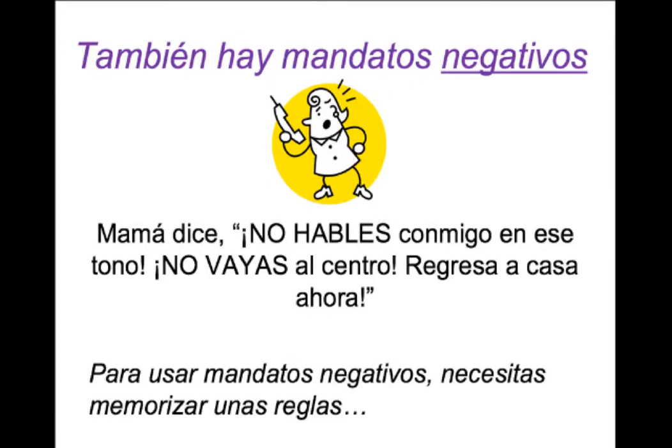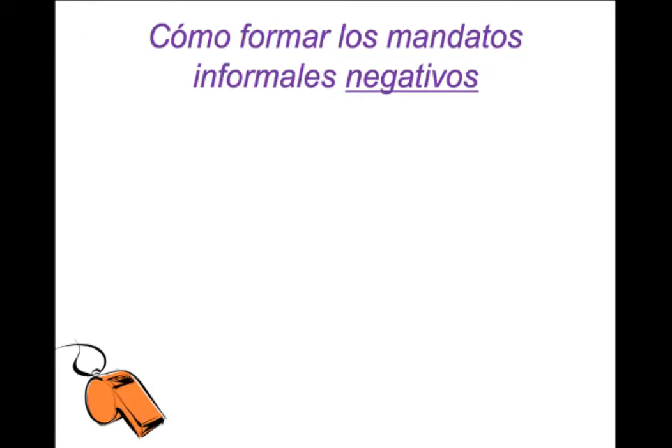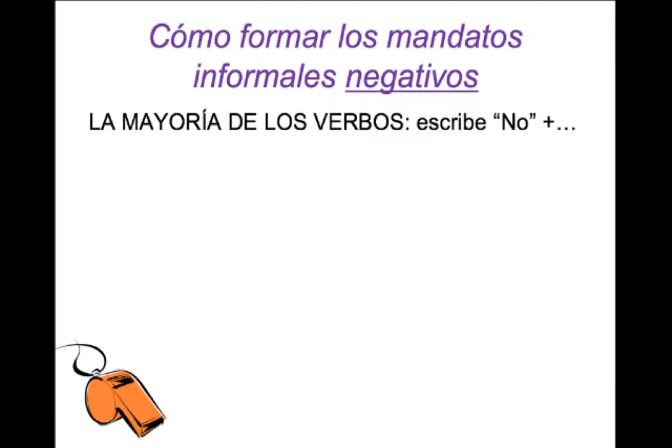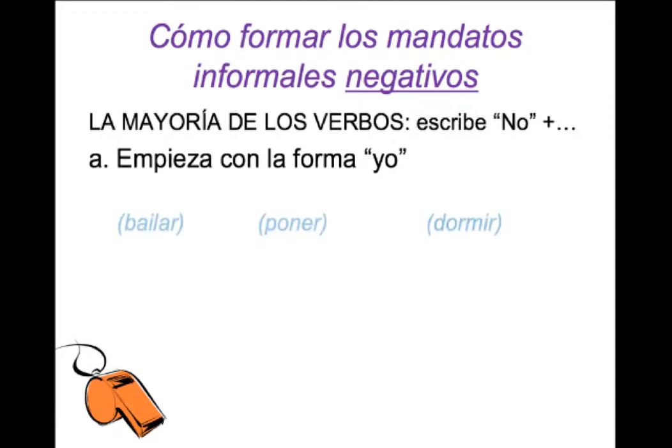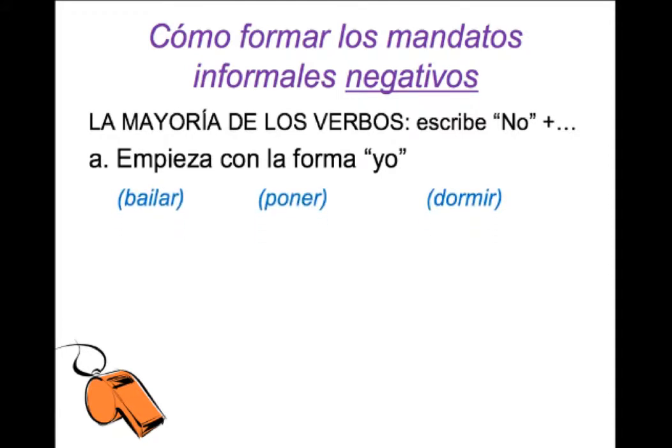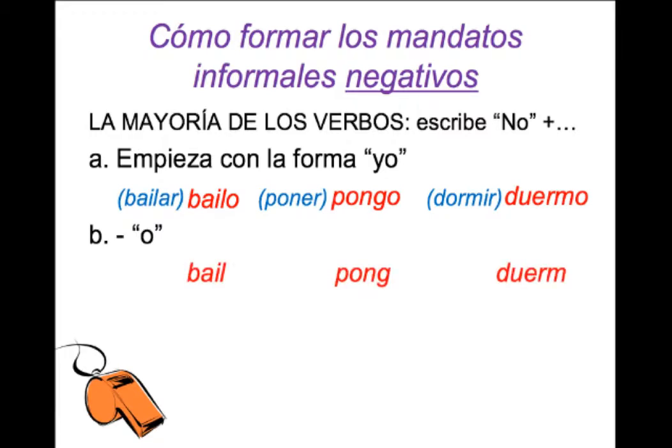So for negativos, necesitas memorizar unas reglas. Some rules to memorize. To form the mandatos negativos, the majority of verbs, we follow these steps. So first escribe no, because it's a negative, don't do something. And then follow these steps. Empieza con la forma yo. So here's some verbs we'll practice with. Bailar becomes bailo. Pongo is from poner. Duermo from dormir. And the next step, we have to take off the O. So here's what we're left with, the stem.